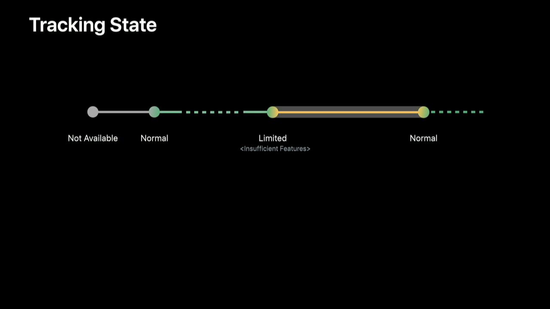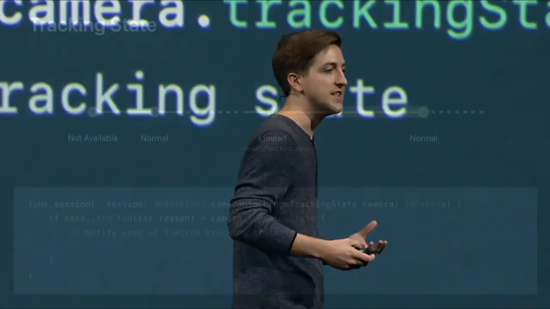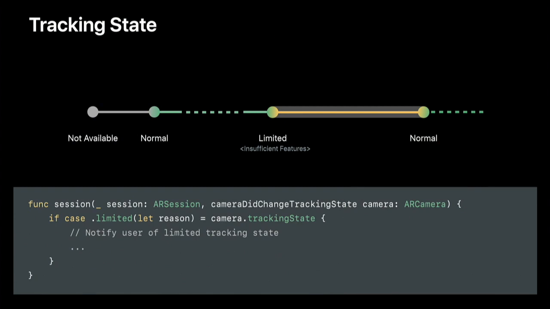If at any later point after this, tracking becomes limited, tracking state will change from normal to limited and also provide a reason. So the reason in this case, because I'm facing a white wall or there's not enough light, is insufficient features. It's helpful to notify your users when this happens. So to do that, we're providing a session delegate method that you can implement: camera did change tracking state. So when this happens, you can get the tracking state, if it's limited, as well as the reason. And from this, you'll notify your users, because they're the only ones that can actually fix the tracking situation by either turning the lights up or not facing a white wall.